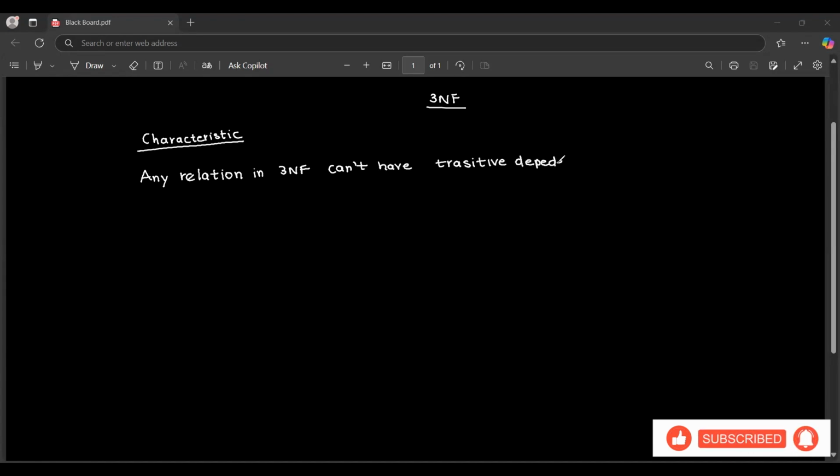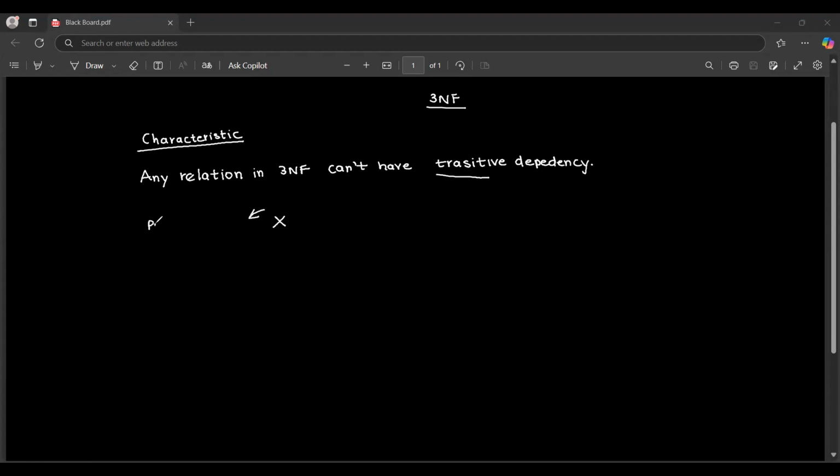Please check the video on basic Armstrong's axioms to understand what a transitive dependency is. But I'll keep it simple here. Let's say we have a set of attributes X, and let's say that's the primary key. And that set of attributes functionally determines Y, and Y is a non-prime attribute set. Well, what is a non-prime attribute set? Any attribute that does not belong to a candidate key.